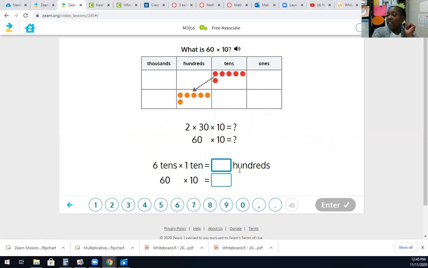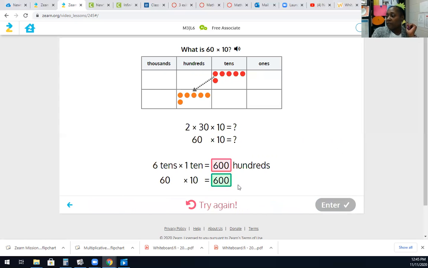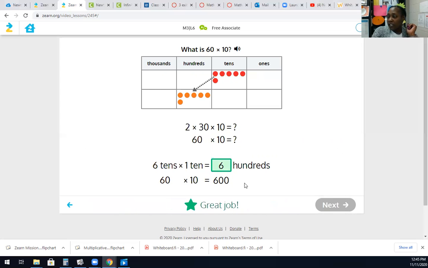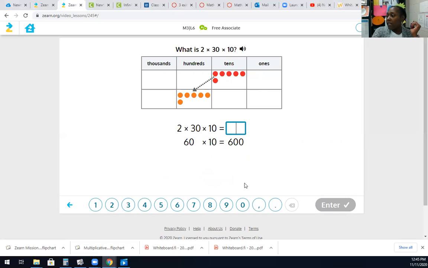Now, what does that say? 6 tens times 10 equals what, guys? 1, 2, 3, 4, 5, 600. And when you did your place value chart at home, that's what it should look like. Uh-oh. Wait. Miss Everett put, see, I put 600 there. It should be 6 for my hundreds. When we're rushing, sometimes that happens. Miss Everett knew it was 600, but I need to put a 6 in the hundreds place. Now, we know 60 times 10 is what, guys? 600.